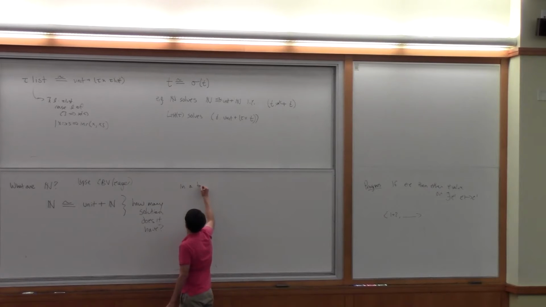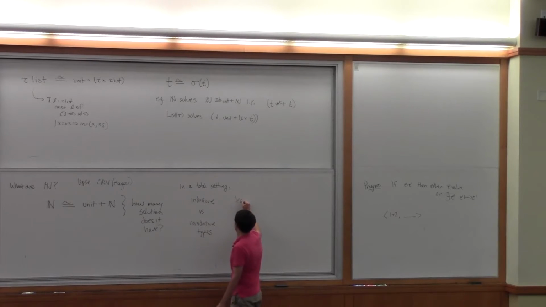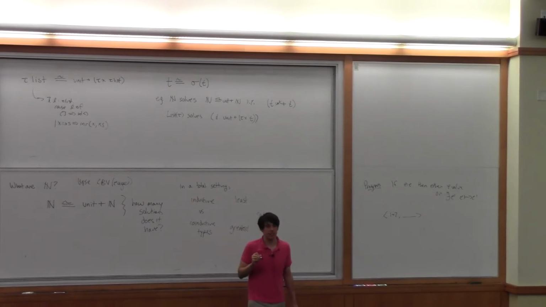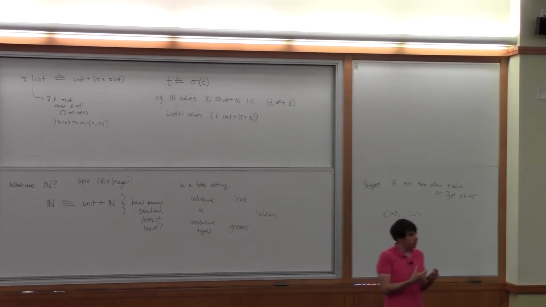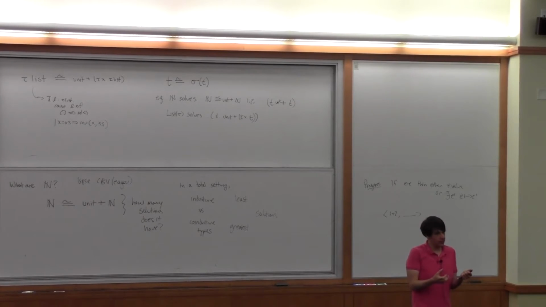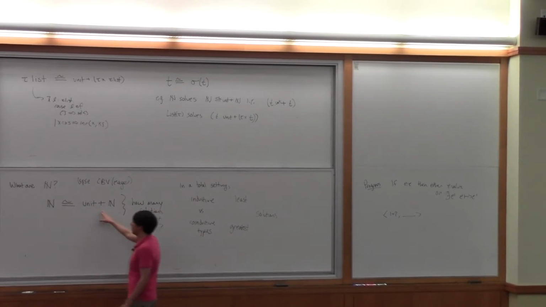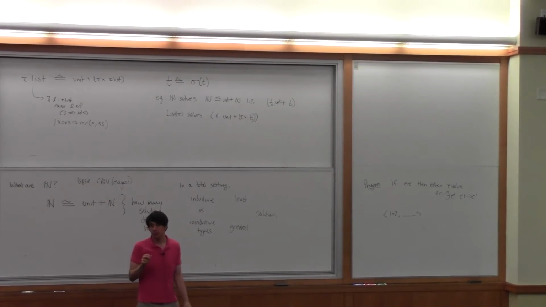So in a total setting, we can talk about inductive versus co-inductive types, which are respectively the least and greatest solutions to equations like this. Okay? So if we want the natural numbers, what we want is the smallest or most restrictive type that solves this equation. What does that mean?